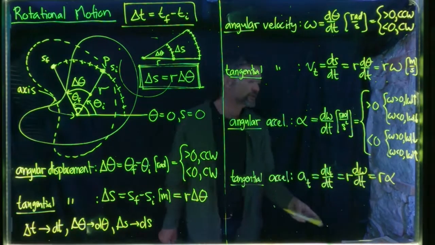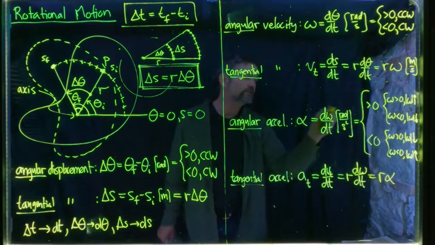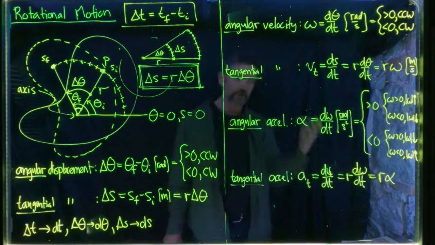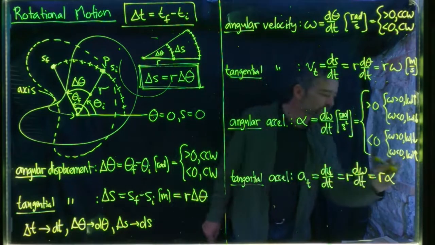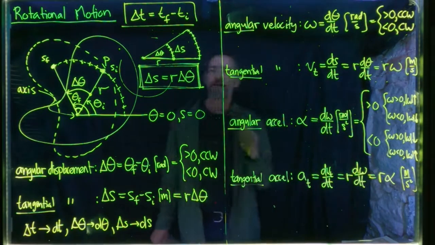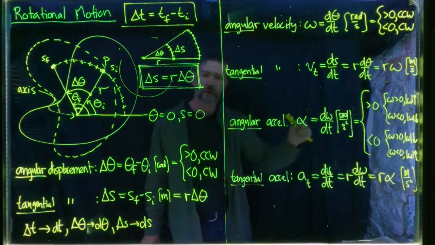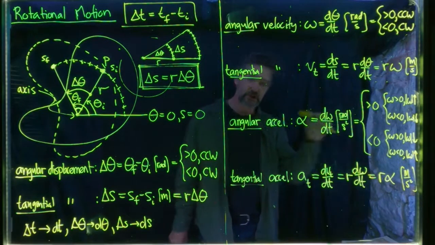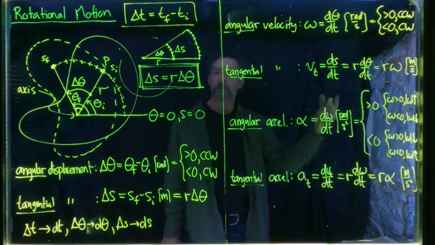And the dimensions for this: alpha has the dimensions radians per second squared, so that's dimensionless divided by second squared, times r, which has the units of meters. So this is meters per second squared, exactly like an acceleration of an object along the x-axis. Its velocity, in meters per second, is changing at a certain rate, meters per second squared.